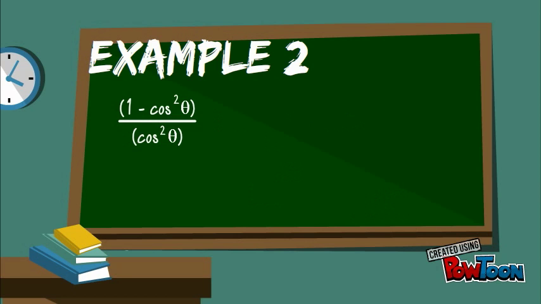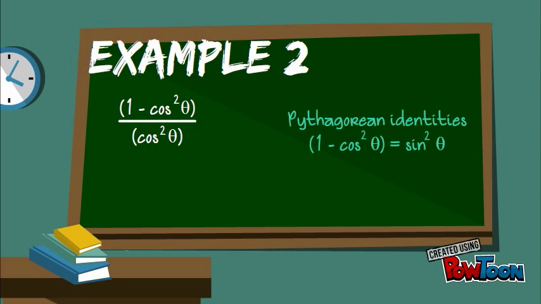So our second example is going to be 1 minus cosine squared theta divided by cosine squared theta. And we're going to start by using the Pythagorean identity, 1 minus cosine squared theta equals sine squared theta. We're going to substitute the top numerator, and we're going to end up with sine squared theta over cosine squared theta.